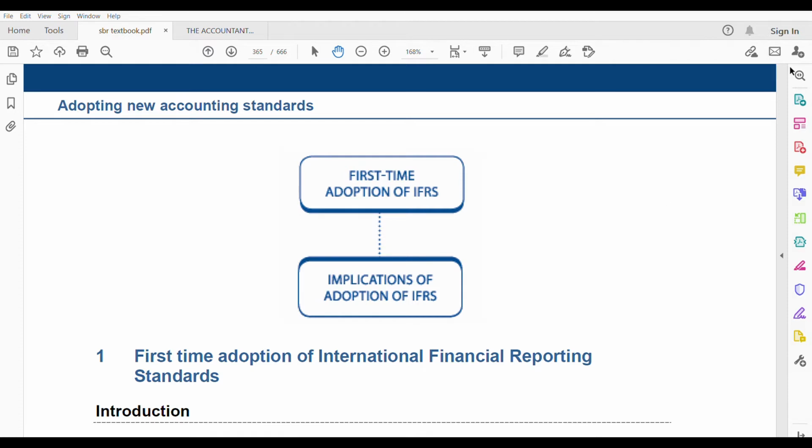Today's standard is IFRS 1. IFRS 1 is when an entity adopts an IFRS for the first time. So here we are going to study some issues when an entity adopts an IFRS for the first time, how they have to report and recognize, and also what the implications are when you adopt IFRS.